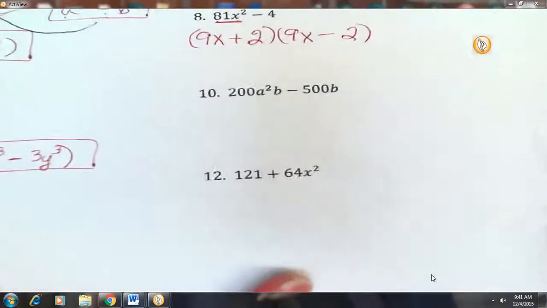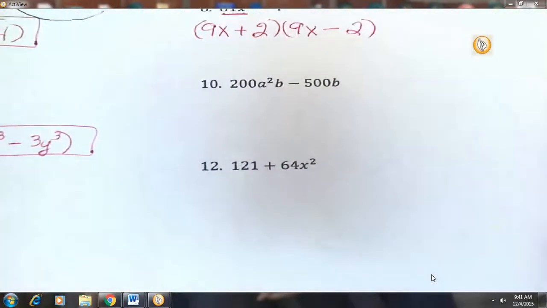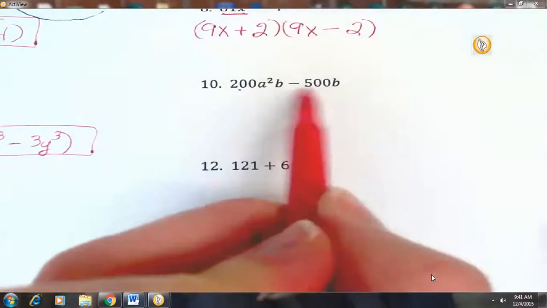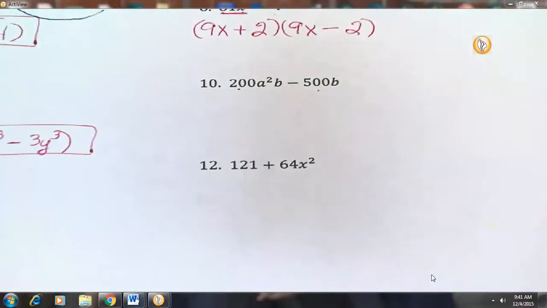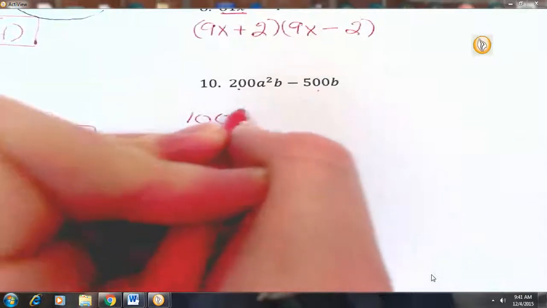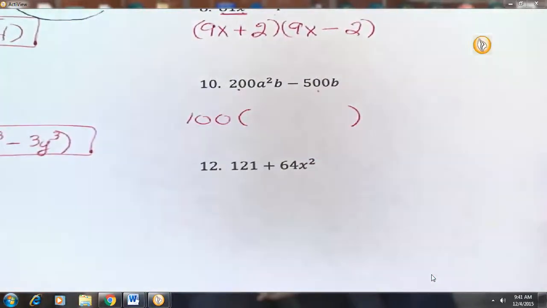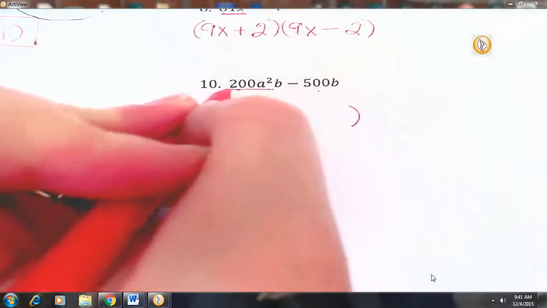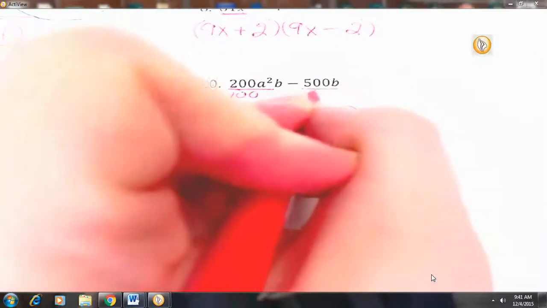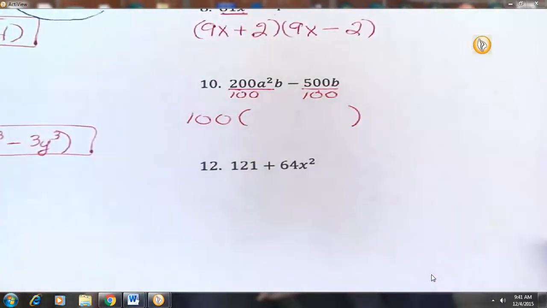Problem number 10, we also have a greatest common factor. What number goes into 200 and 500? 100. So 100 is our greatest common factor. I need to do that first. Remember, greatest common factor is like dividing, in our case, by 100. Is there anything else that I can take out of both terms? A b.